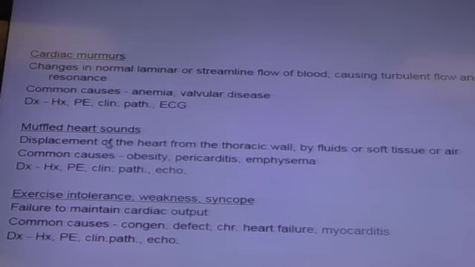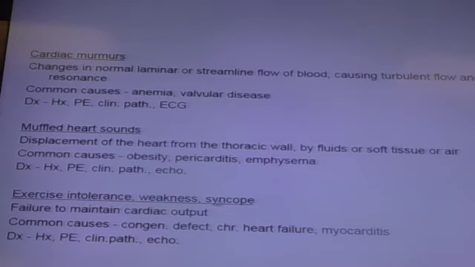Muffled heart sounds, we spoke about that earlier. Something is interfering with the conduction of the sound from the heart as it beats. It could either be fluid or air in the thoracic cavity or in the pericardium itself, or the animal could just be obese. So obesity, pericarditis, and emphysema could be causes of muffled heart sounds.